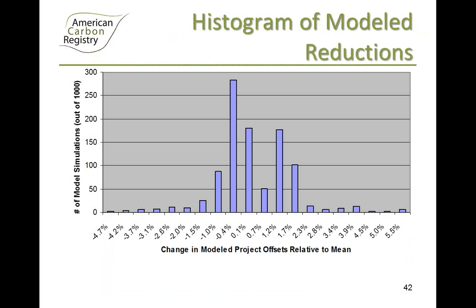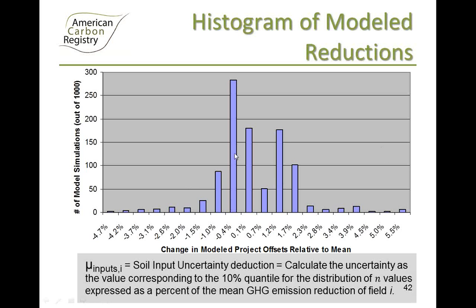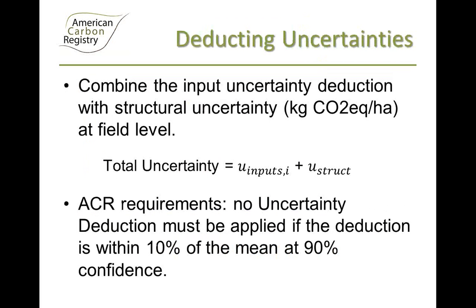And here's an example for one field where we looked at the impacts of input uncertainty on modeled emission reductions. And so now we have 1,000 or 2,000 different values here, and this is a histogram of those values. The protocol then says to calculate input uncertainty for that particular field, you have to pick the 10% quantile from that distribution. So in this case, 10% of the values are on the left of the red arrow here, 90% are to the right. And so to be conservative at the 90% confidence interval, we say you have to reduce your emission reductions by 1.5% due to uncertainty in the inputs in this case.